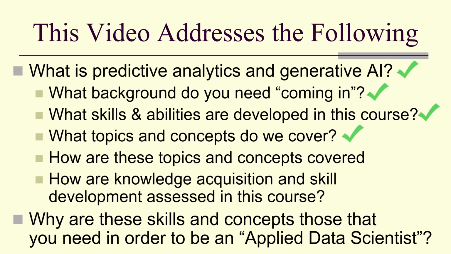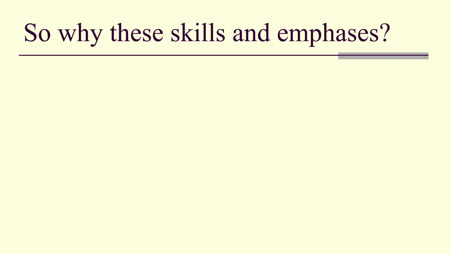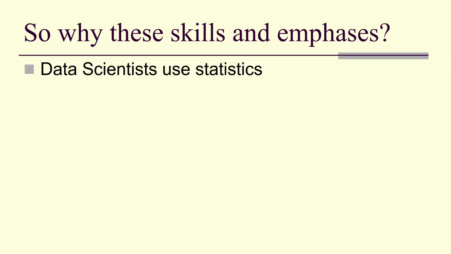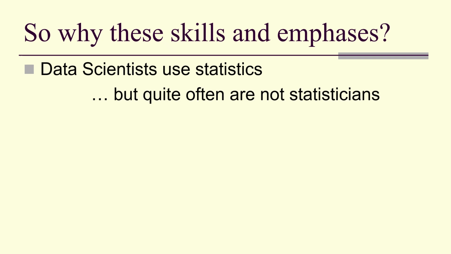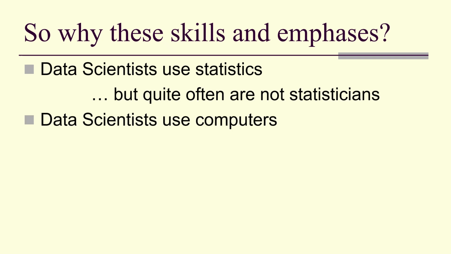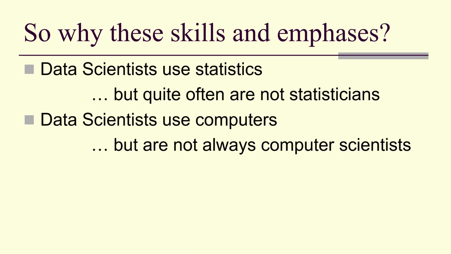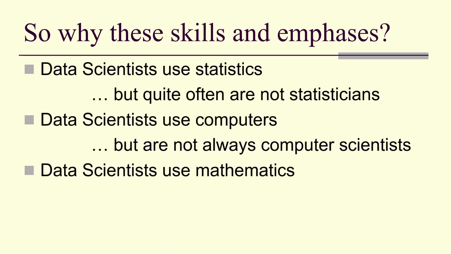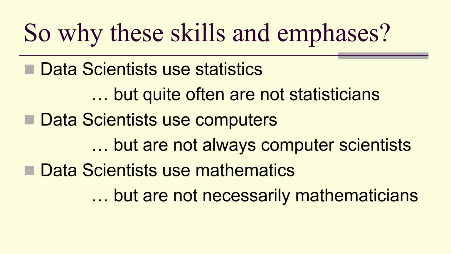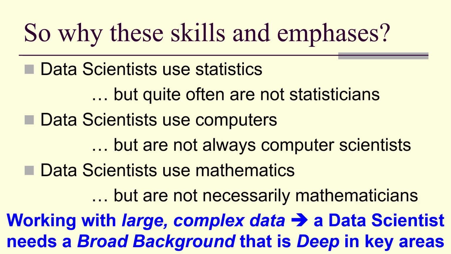So, we've done the topics and how they're covered and assessment. So why these skills? Why is the emphasis on what I've described so far? Well, data scientists use statistics, but quite often they are not statisticians. Data scientists use computers, but they're not always computer scientists. Data scientists use mathematics, but they're not necessarily mathematicians. When you're working with large, complex data, then a data scientist must have a broad background that is deep in key areas.